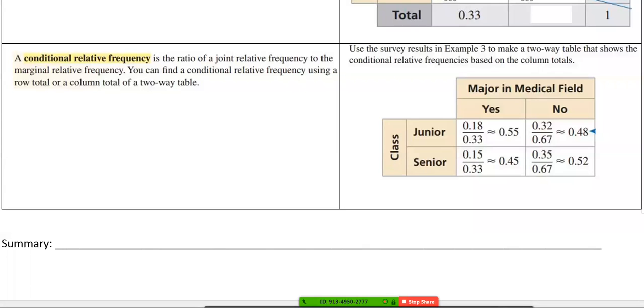All right, this is part 3 of 11.4, two-way tables. Okay, finally, we're going to answer that essential question I'm sure you've been waiting for.